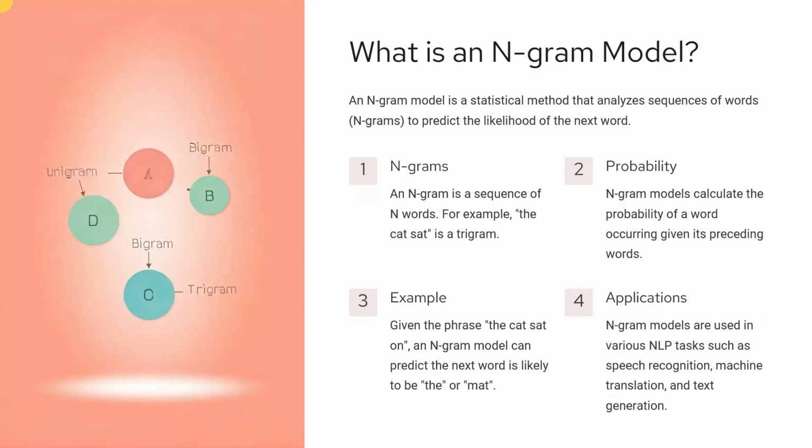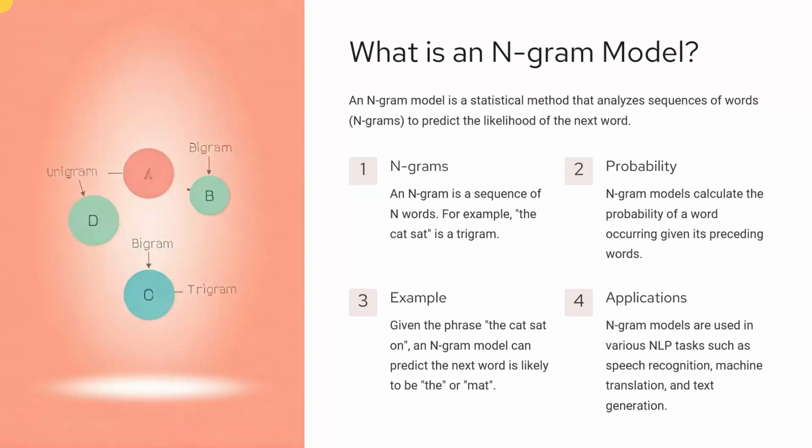Based on the probability of a word occurring, given its preceding words, it will be useful to identify the next words. So, for example, "the cat sat on." The n-gram model can predict the next word is likely to be "the" or "mat." In this way, based on the probability of existing words, we are going to find out the following words.